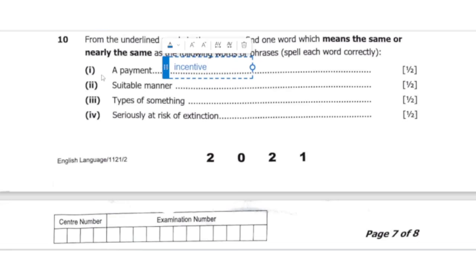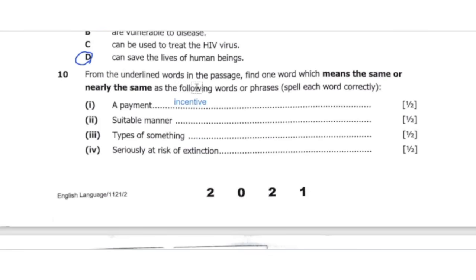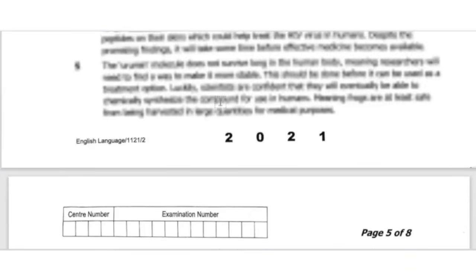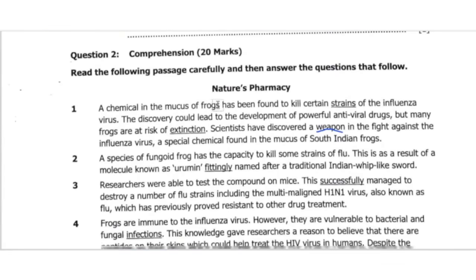Okay, we come to 10-2, which is suitable manner. So in a suitable manner. So let's go to those words that are underlined. Let's check for the word that has a similar meaning as a suitable manner. Okay, so extinction, no. Strains, no. Fittingly, yes.